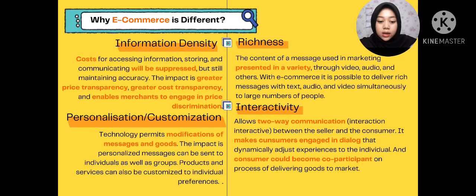And then interactivity, it allows two-way communication between the seller and the consumer. It makes consumers engage in dialogue that dynamically adjusts the experience to the individual. And the consumer could become a co-participant in the process of delivering goods to market. And then information density. It means the cost for accessing information, storing, and communicating will be suppressed, but still maintaining accuracy. The impact is greater price transparency, greater cost transparency, and it enables merchants to engage in price discrimination.